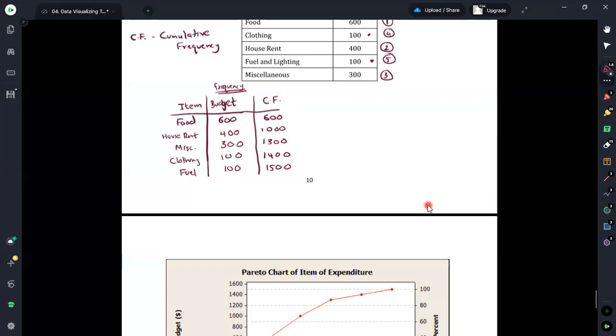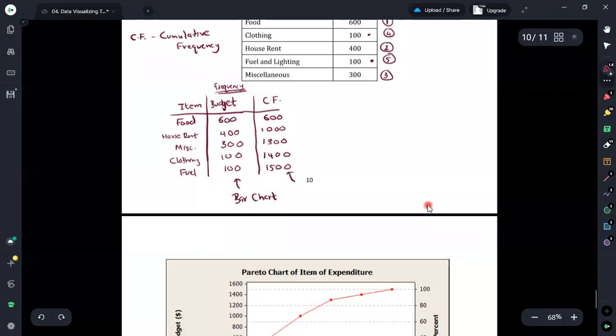Now, as I mentioned previously, we have to use the bar chart. We construct the bar chart based on the frequency, so these values are used to construct the bar chart. And these values, the cumulative frequencies, are used to construct the line graph. Again, I am not going to discuss the line graph using this. When we discuss the Pareto diagram, I will say how we can construct the line graph.